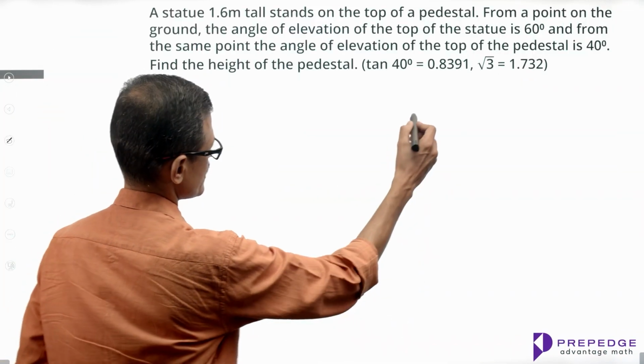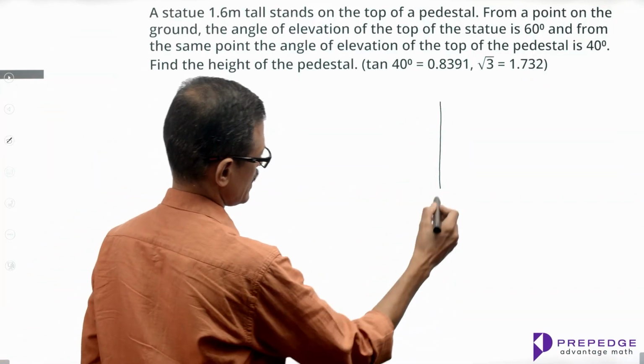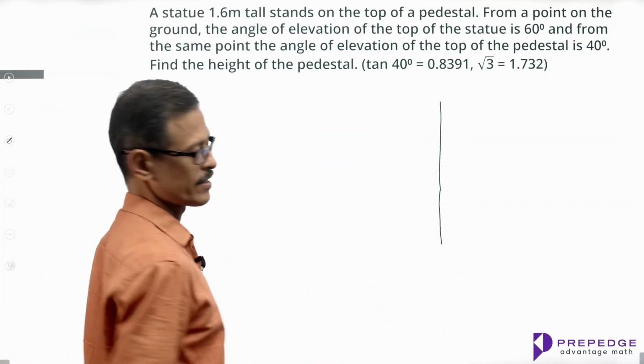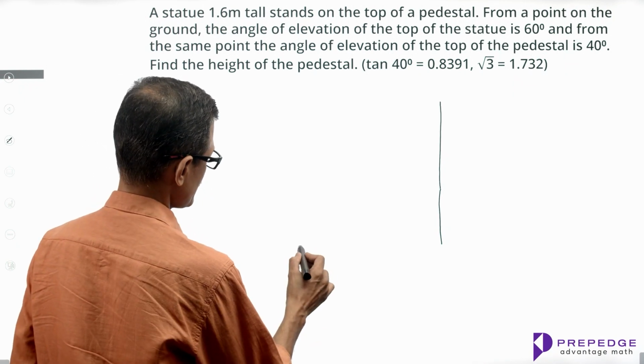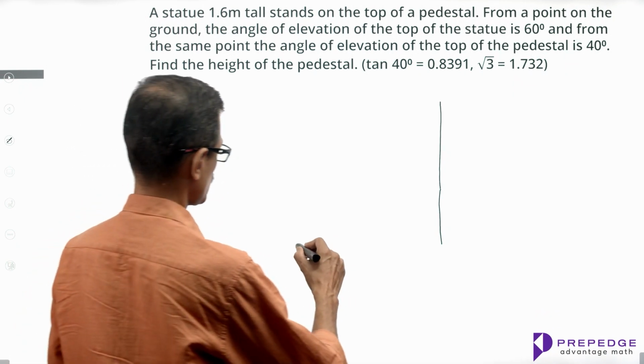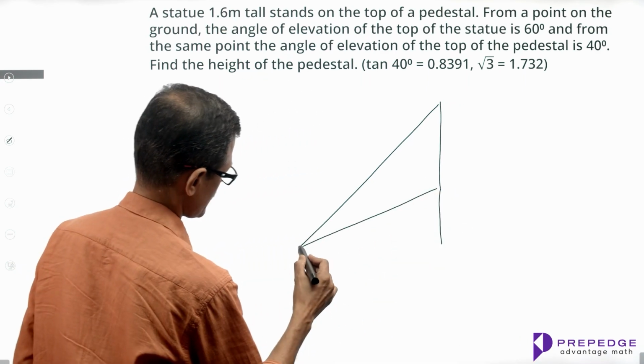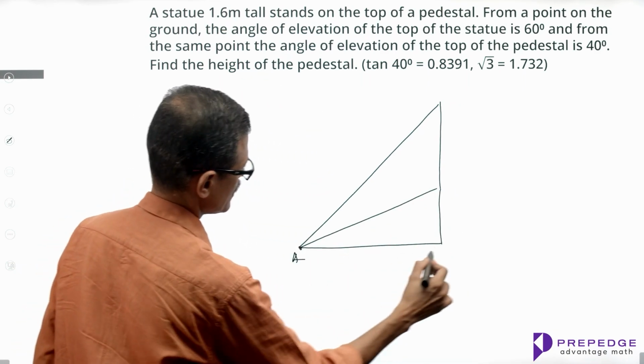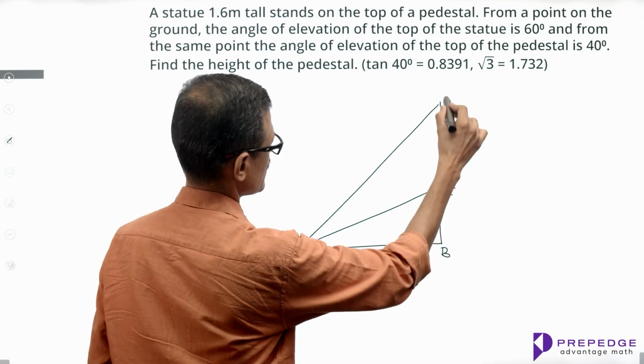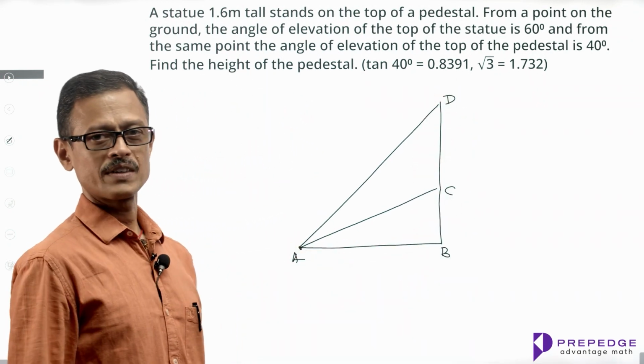Right. Let's assume this to be the statue and this to be the pedestal on which the statue is kept. Right. Man is standing here and observing the top of the statue and the top of the pedestal. Right. So let's say A is the man, BC is the pedestal, CD is the statue.